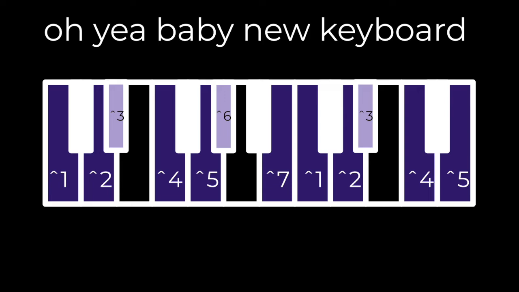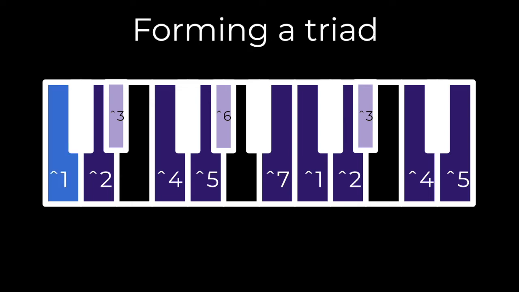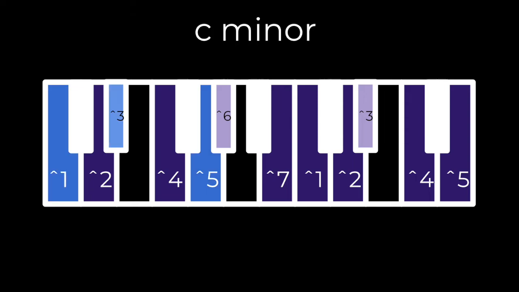So what is a chord? Technically, a chord is a collection of 3 or more notes, but we're just going to be focusing on one specific kind, triads. Triads only have 3 notes, a root, a third, and a fifth, and you form a triad by starting on the root note, then skipping notes in the scale, like this. This is a C minor chord.